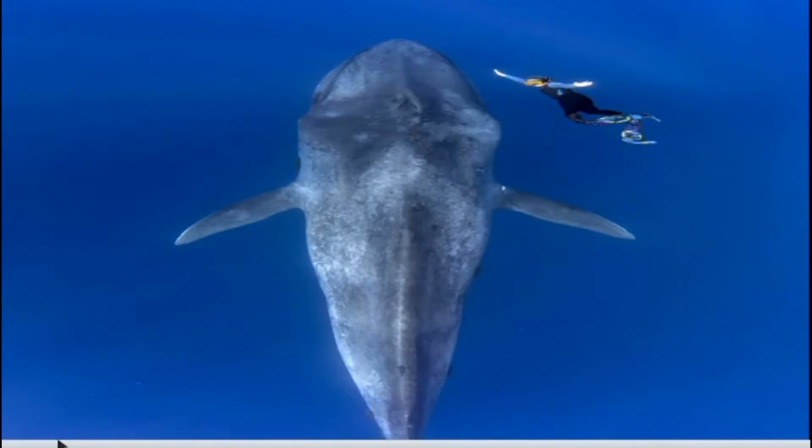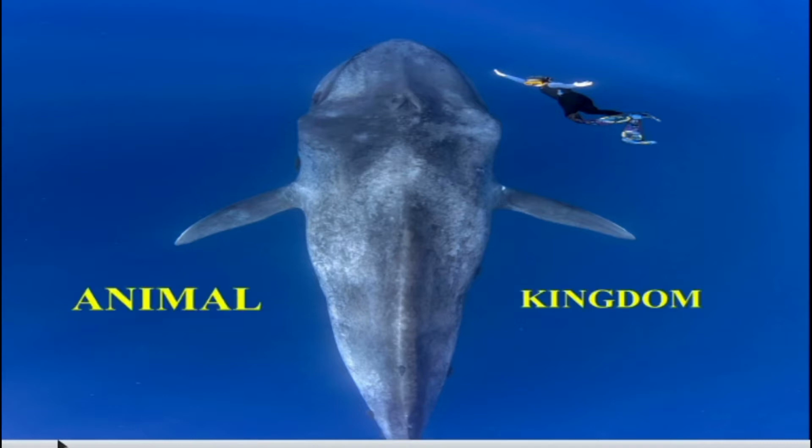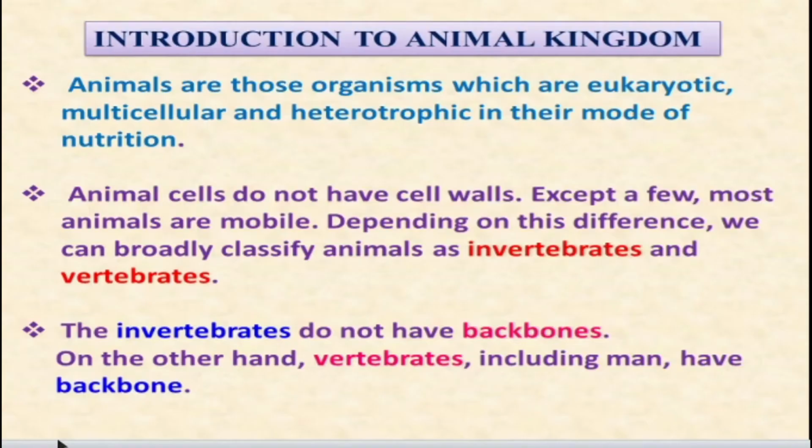Platyhelminthes. Now you observe the largest animal in the world, the blue whale. It is multicellular, has a heterotrophic mode of nutrition, and is eukaryotic. The animal kingdom has varieties of animals on this earth. First one, introduction to animal kingdom.